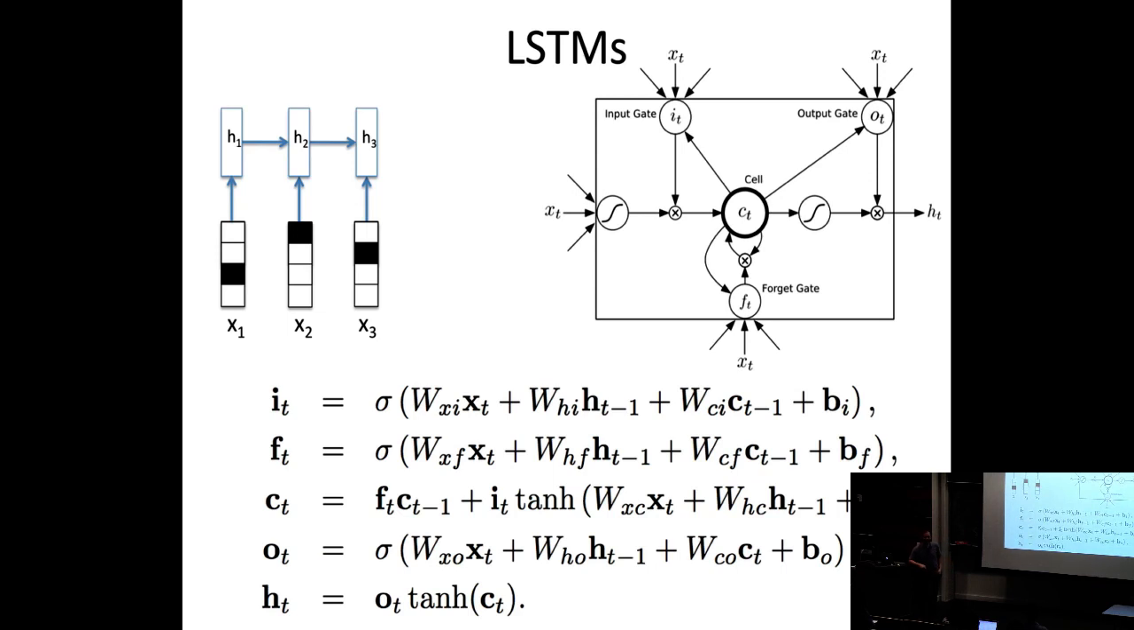Yes, question? Is this similar to residual networks where you introduce? Nah, not quite. You don't have any skip connections here, right? So you're propagating information from c_{t-1} to c_t in a linear way. Sure.